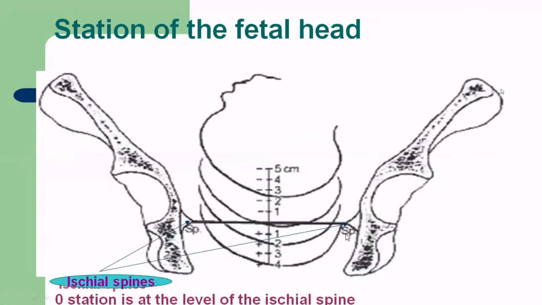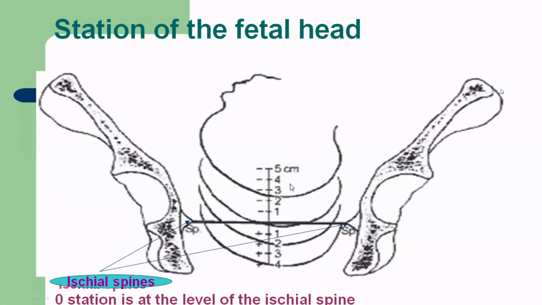Now, when we do PV examination, we take the reference of ischial spine as for the station. Station means the level of fetal head in the pelvis. So these are the different levels of fetal head. When the biparietal diameter is at the level of ischial spine, we say that head is at 0 station. If it is above the level of ischial spine, then it is at -1 station. 1 centimeter above the ischial spine is -1 station or -2 station.